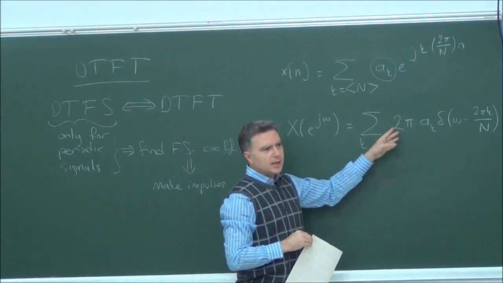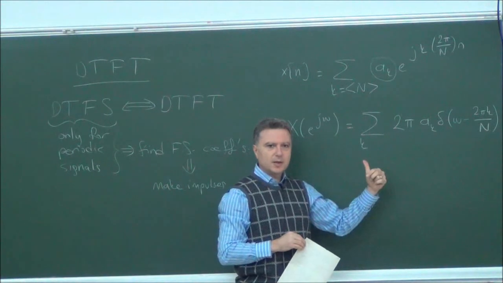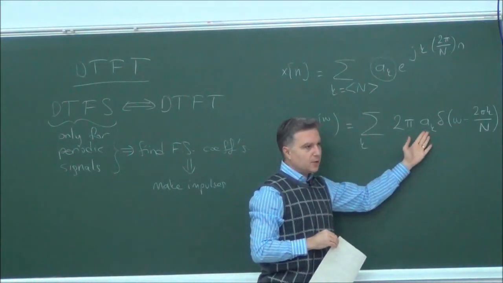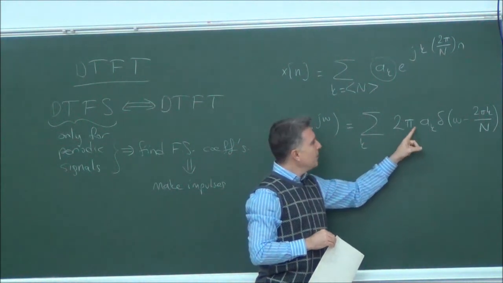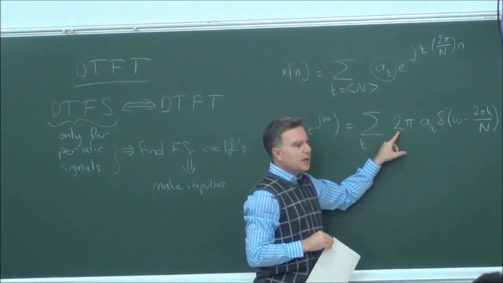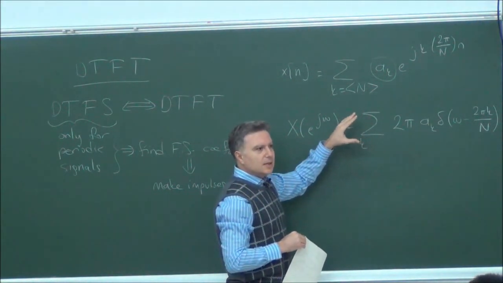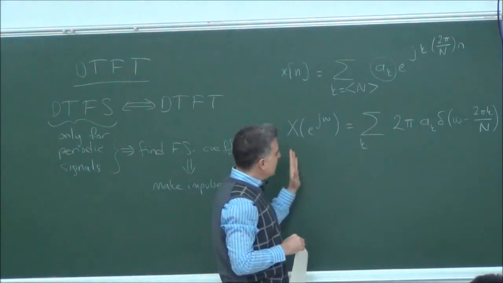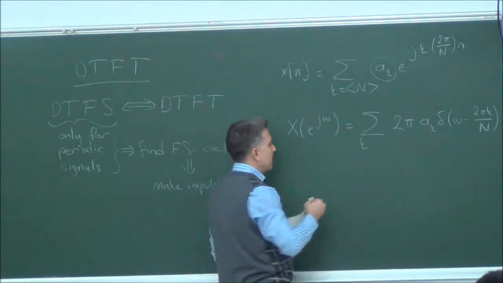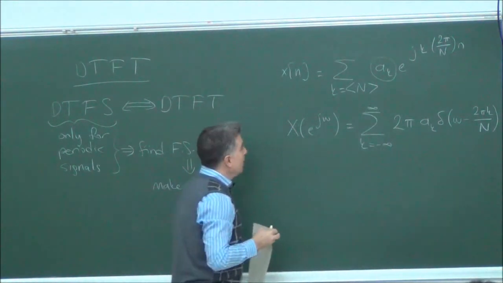times 2 pi. That times 2 pi thing was also there in continuous time, you may remember. If the Fourier series coefficients were a_k for a continuous time periodic signal, we were inserting an impulse with this magnitude times 2 pi. It's the same thing here. This summation is simply indicating that we are inserting all of these Fourier series coefficients. And it is indeed from minus infinity to infinity.